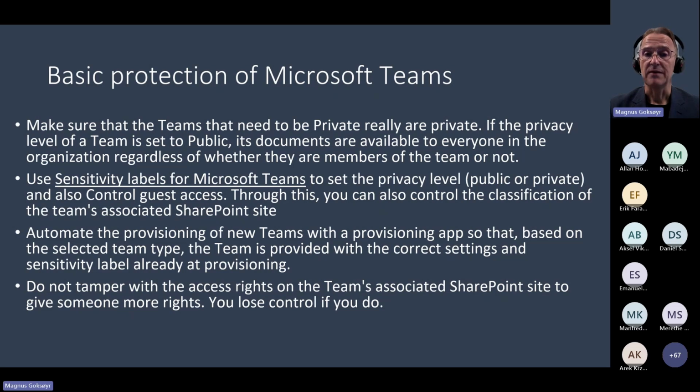You should use sensitivity labels for Microsoft Teams to set the privacy level, public or private, and also control guest access. Through this, you can control the classification of the team's associated SharePoint site. You should automate the provisioning of new teams with the provisioning app so that based on the selected team type, the team is provided with the correct settings and sensitivity label already at the provisioning. And you should not tamper with the access rights on the team's associated SharePoint site to give someone more rights. That will cause you to lose your control.